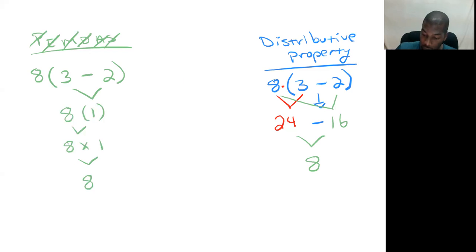Distributive property literally means it because we took the outside number and we distributed it to everything inside. 8 times 3, 8 times negative 2, or we could have used PEMDAS. 3 minus 2 first is 1. 8 times 1 is 8.